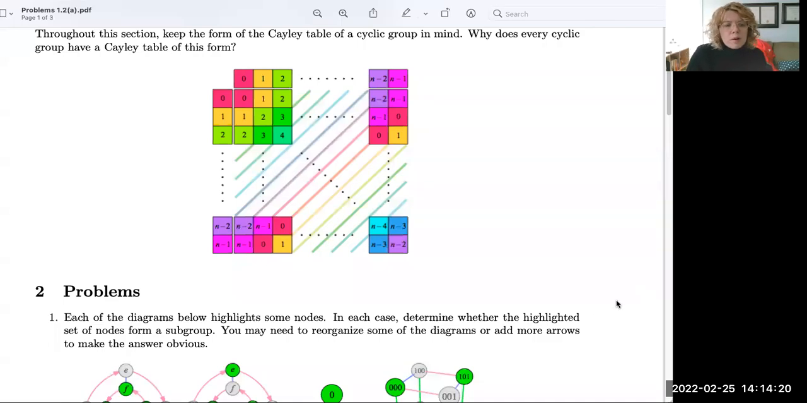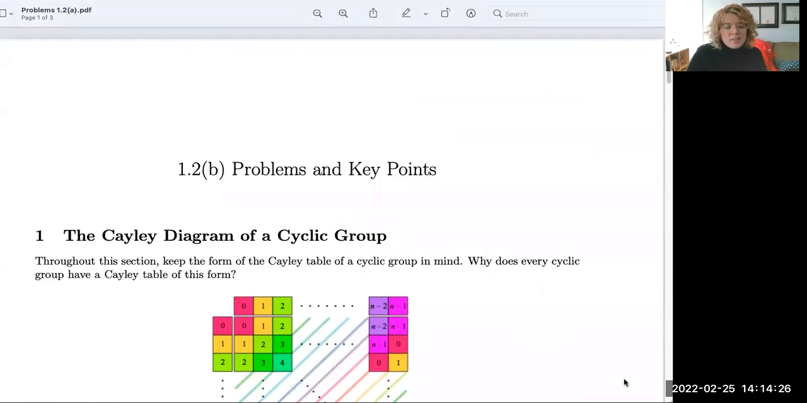Okay, so I want to review some hints and answers to the problems in this 1.2b problem set. And what I'm going to do here is offer you answers, but not necessarily explanations, because I want you to fill in those explanations in your groups. But hopefully this will offer a little bit of affirmation that you are on the right track.